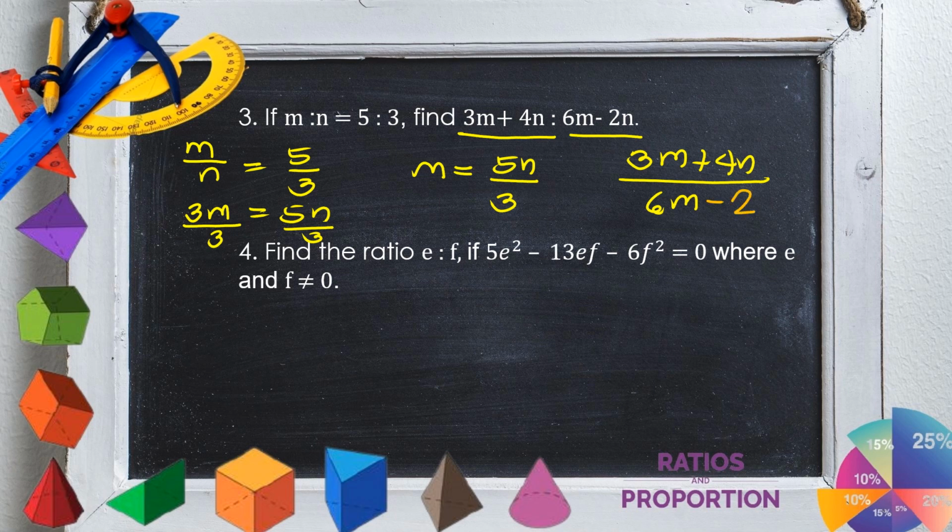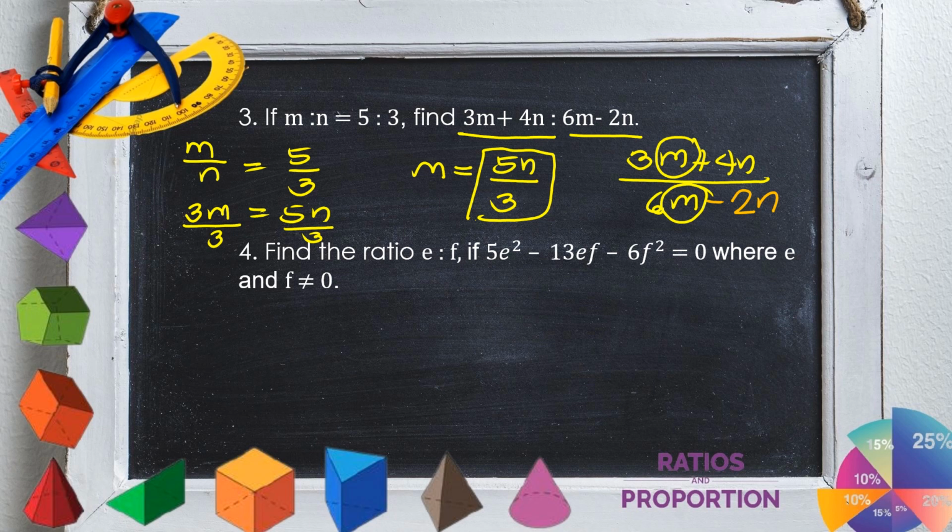Minus 2n. So simply substitute that m. Let's have number 3. So again, for number 2, substitute na lang to dito kay m at kay m. Then, you can simply find the answer by simply canceling n.